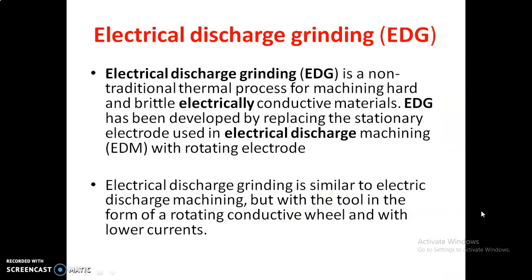Now the next process is the electrical discharge grinding process, EDG. Electrical discharge grinding is a non-traditional thermal process for machining hard and brittle electrically conductive material. EDG has been developed by replacing the stationary electrodes which are used in the EDM process. In the EDM process, the electrodes are stationary; here, they are replaced by a rotating electrode. So electrical discharge grinding is similar to electric discharge machining, but with the tool in the form of a rotating conductive wheel, which is called a grinding wheel, and with lower currents.